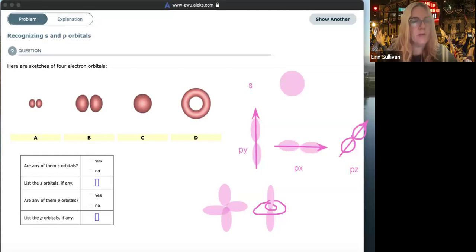So are any of them s orbitals? Well, that would be a yes. Do I get a check mark here? And the s orbital listed here would be the C. Are any of them p orbitals? Also yes. Both A and B are p orbitals. So that is how I would go about answering that question.